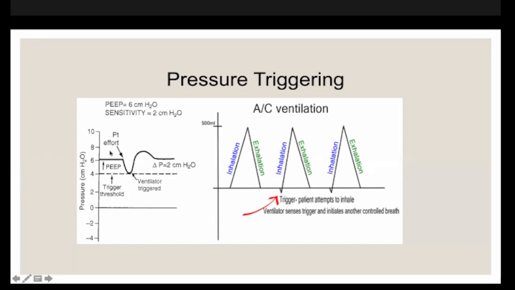That is the same thing being shown here as a pressure drop. Can you see here the patient is on a PEEP, and all of a sudden the patient tries to breathe. So negative pressure is created, and this is the trigger threshold that we have set on the ventilator as 4. When it reaches 4, the ventilator will provide some pressure support. This is the pressure support it is providing, so it will allow the patient to breathe. So that is the patient's breath.